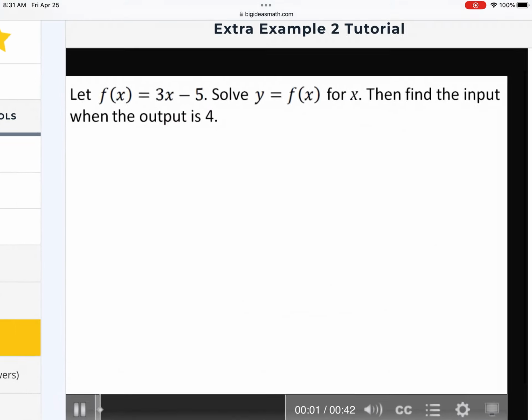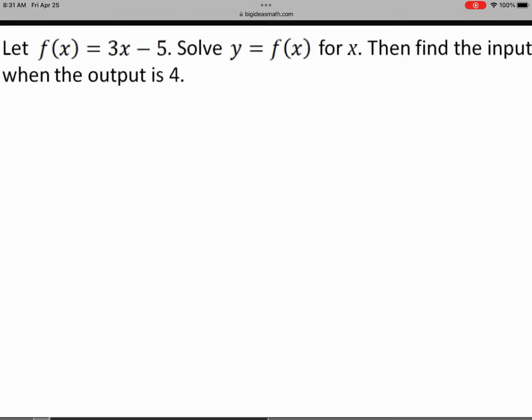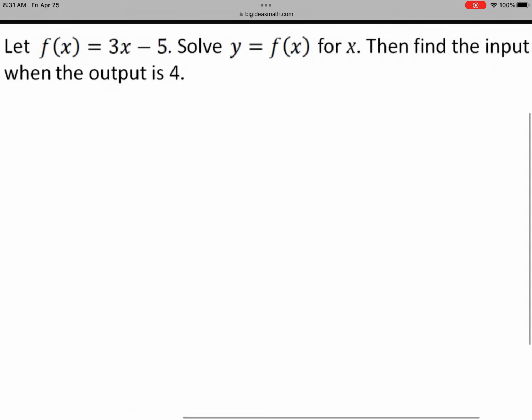Let f of x equal 3x minus 5. Solve y equals f of x for x, then find the input when the output is 4. Begin by setting y equal to f of x, giving you y equals 3x minus 5. Now you want to solve for x.